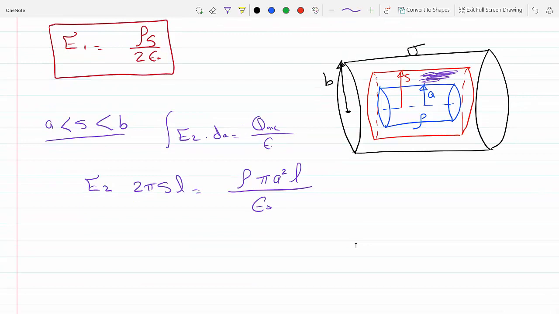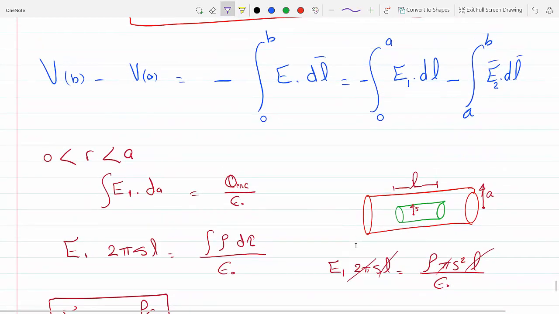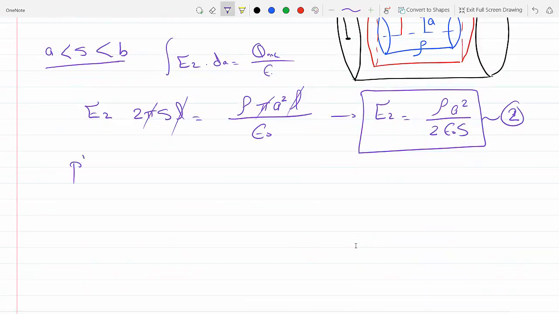Okay, and if I simplify that, we get E2 with a pi canceling the pi, and the L canceling the L. Of course, it's independent of the length of the Gaussian surface. So we will get rho A squared over 2 epsilon S. So this is E2. Okay, and now we can take 1 and 2 and plug them in A.